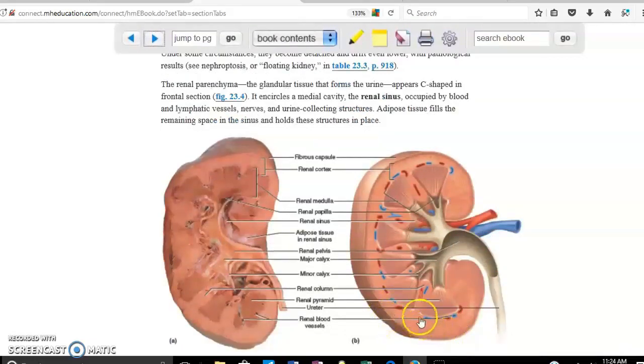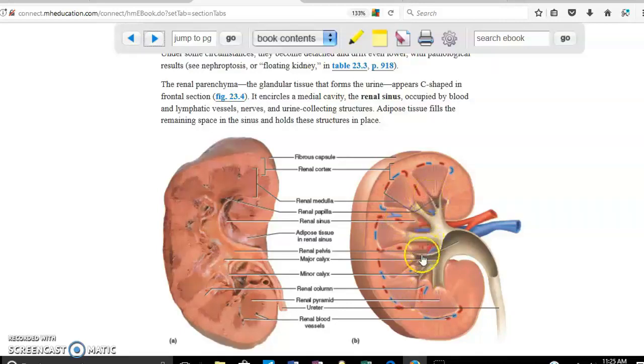If this is the cortex, then this part is the medulla. In the medulla, you can see this structure like triangles. They are called pyramids. This is one pyramid. This is another pyramid. In between the pyramids, you have the columns. These are the columns. Then you have the renal papilla, which is the tip of the pyramid.